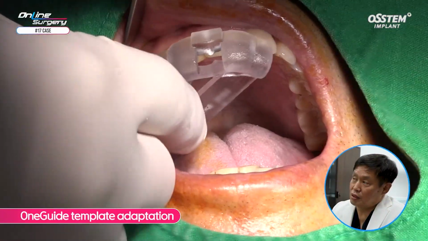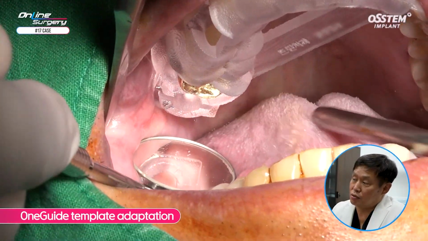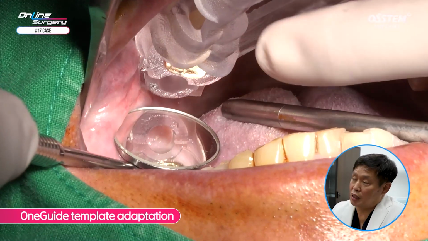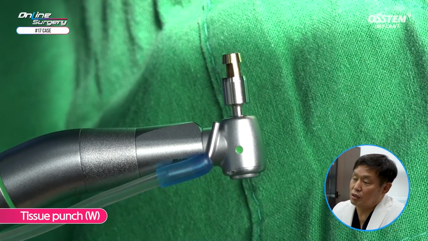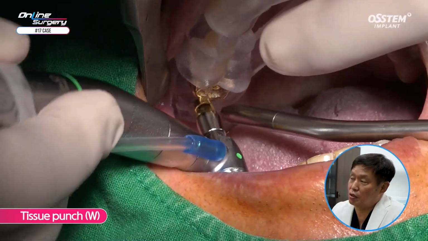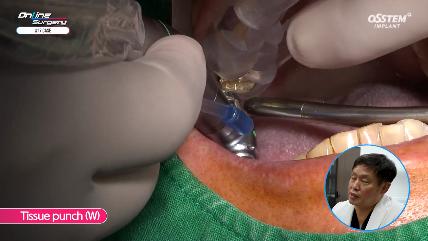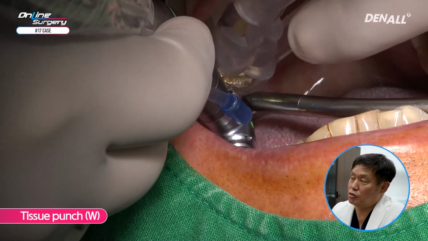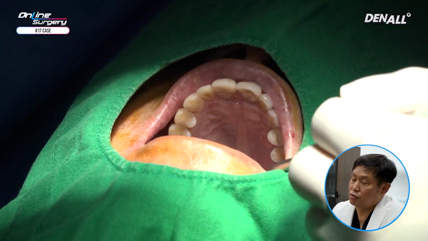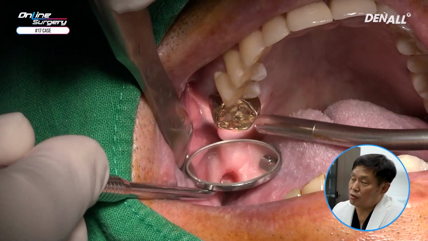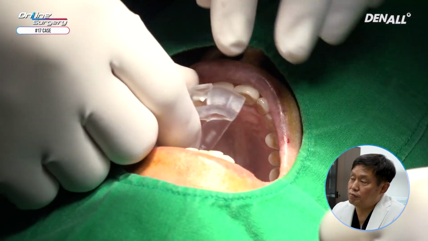OneGuide template adaptation was done as shown. Mirrors and other tools were used to check the position of OneGuide template. Wide type tissue punch was used to remove overriding mucosa. You can see that the template was fixed with my hand. Tissue punch was used to remove overriding mucosa. After the removal was confirmed, the OneGuide template was positioned once again.